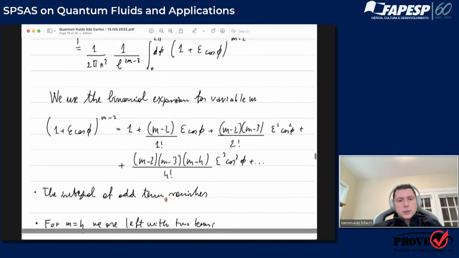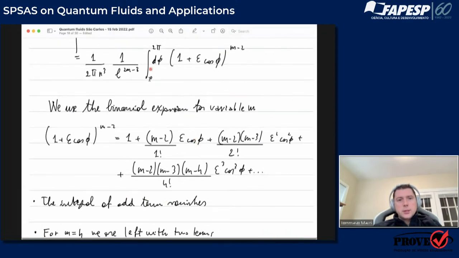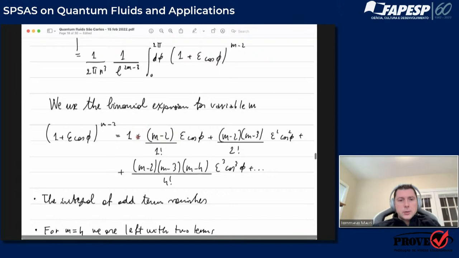Now the integral over odd terms vanishes because we are integrating from 0 to pi. You see the integral over cosine of phi is of course 0, cosine cubed, etc., is 0. But we also observe that once we have a finite value of m, in particular m equal to 4, this term goes to 0 because of the integral, this term is relevant because we have 4 minus 2 and 4 minus 3, and this term vanishes for two reasons: first because it is odd under phi and minus phi, and then because for m equal to 4, this term is equal to 0.